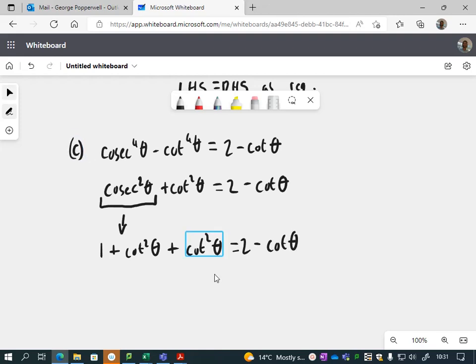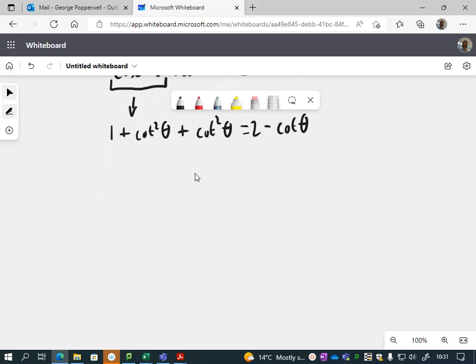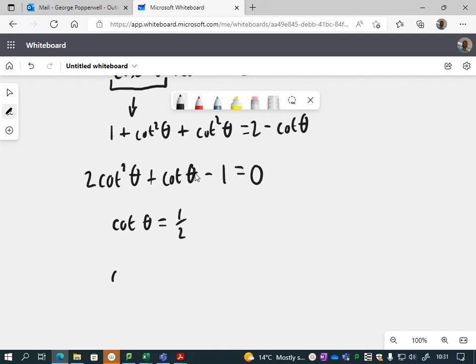You might spot now, you've got a quadratic, all in terms of cot, so I'm just going to get everything on one side and get it equal to 0. So doing that, I've got 2 cot squared theta plus cot theta, take 1 is equal to 0. Got a quadratic to solve, could factorise it, could use your calculator. Probably easiest for a question like this, you're just going to type it into your calculator and get your solutions. So doing that, we get cot theta is equal to 1/2, and we get cot theta is equal to -1.